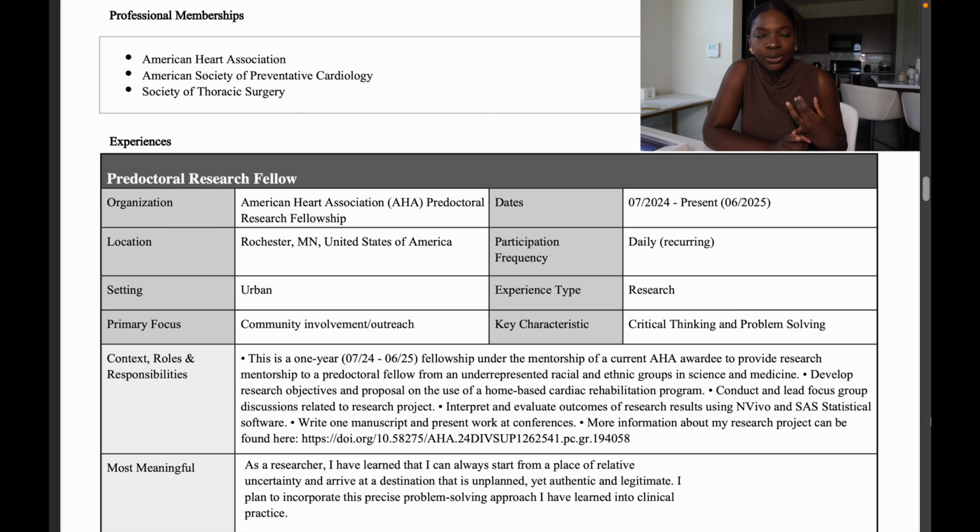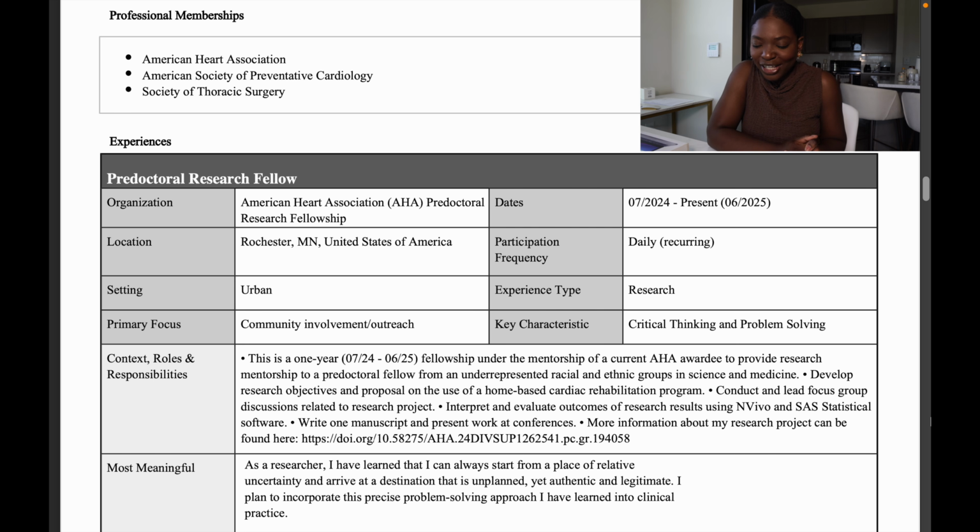The American Heart Association, I got a grant from them, so naturally I had to sign up for a membership. The other one was the American Society of Preventive Cardiology. I submitted an abstract and I was invited to do a poster presentation on my research. With that one, as part of registering for the conference, you had to sign up for membership. So I'm like, yeah, sure.